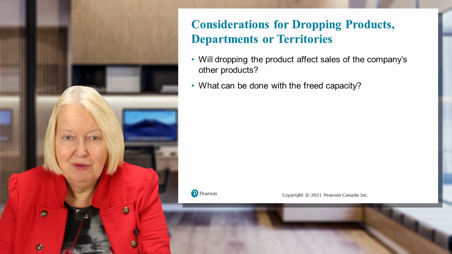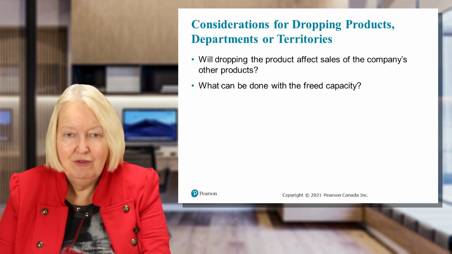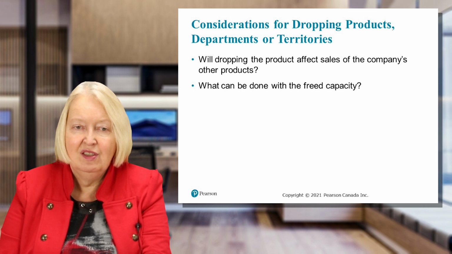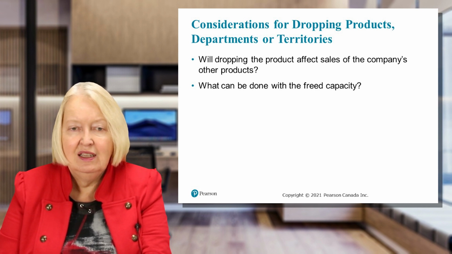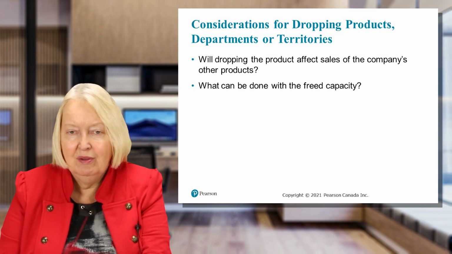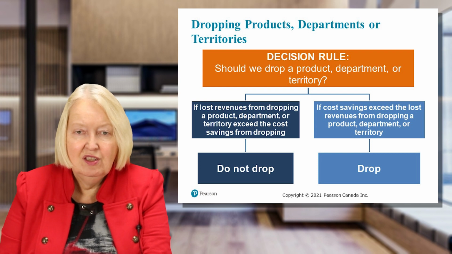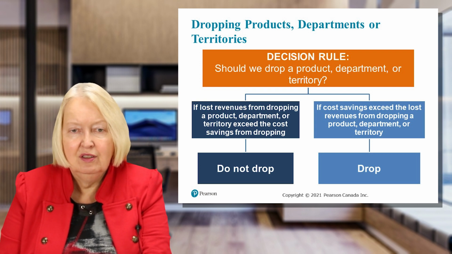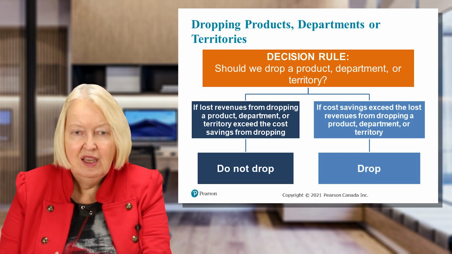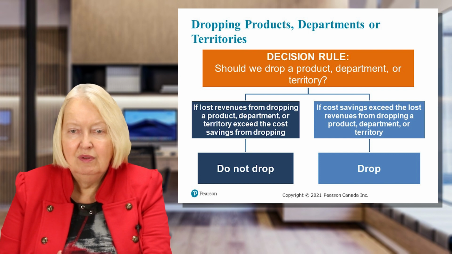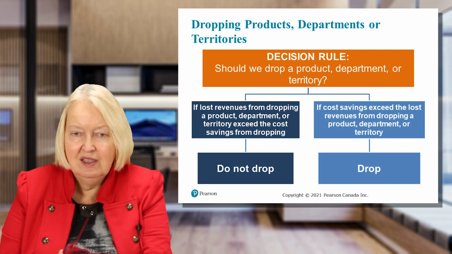But you've got to consider the qualitative factors. If you drop a certain product, is that going to affect sales of your other products? And again, what are you going to do with that extra capacity? Can you utilize that to produce something else? So the decision rule about dropping a product, a department, or a territory is: if the revenues lost exceed the cost savings, then you don't drop. Whereas if the cost savings exceed the lost revenues, then you would drop it.